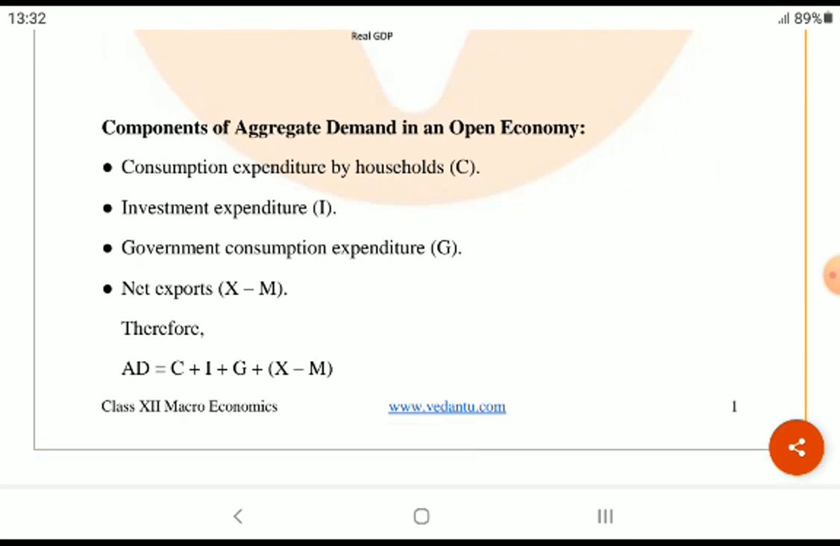Components of aggregate demand in an open economy: consumption expenditure by households, that is C; investment expenditure, that is I; government consumption expenditure, that is G; net exports, that is X minus M. Therefore, AD, aggregate demand, is equal to C plus I plus G plus X minus M. This is the formula for aggregate demand.